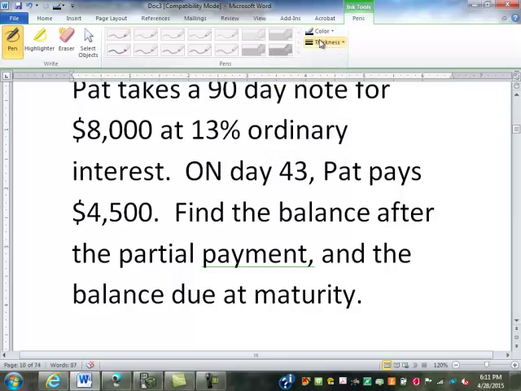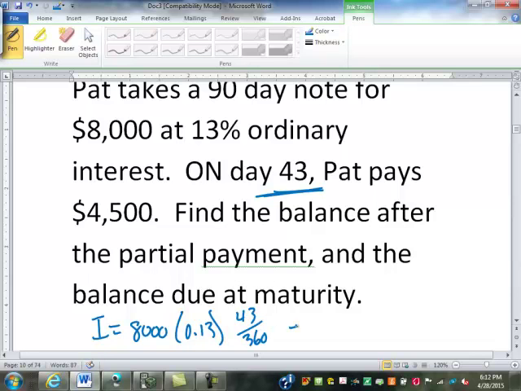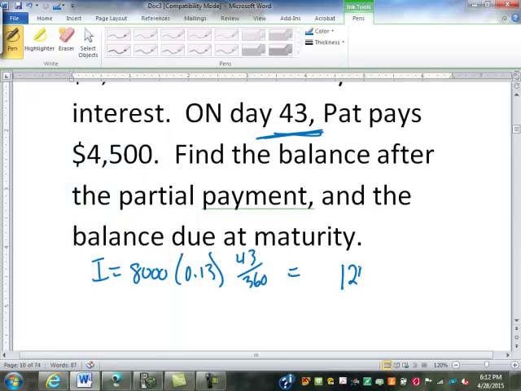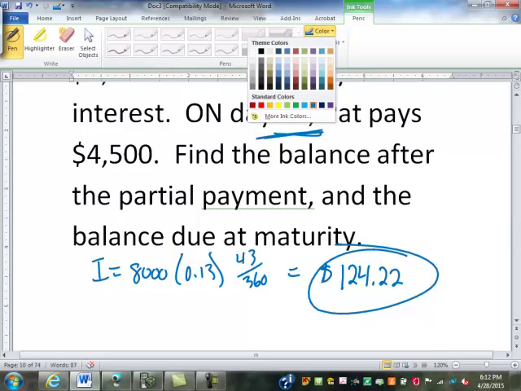So, we start out. So the 90-day note, the first action is at day 43. So we're going to find interest on $8,000 at 13% for 43 days out of 360. $124.22. Look good? Is the interest? Yeah. Okay.